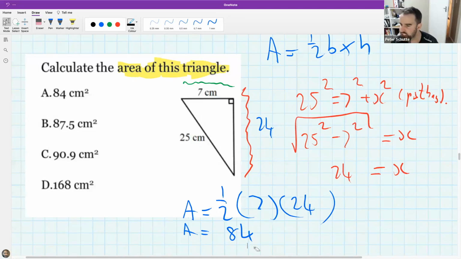Can we use tan to find the height? You could. Yes, you could use tan. I'm going to get to that later in the lesson. We're just getting going. But you could use tan to find the height. Absolutely.